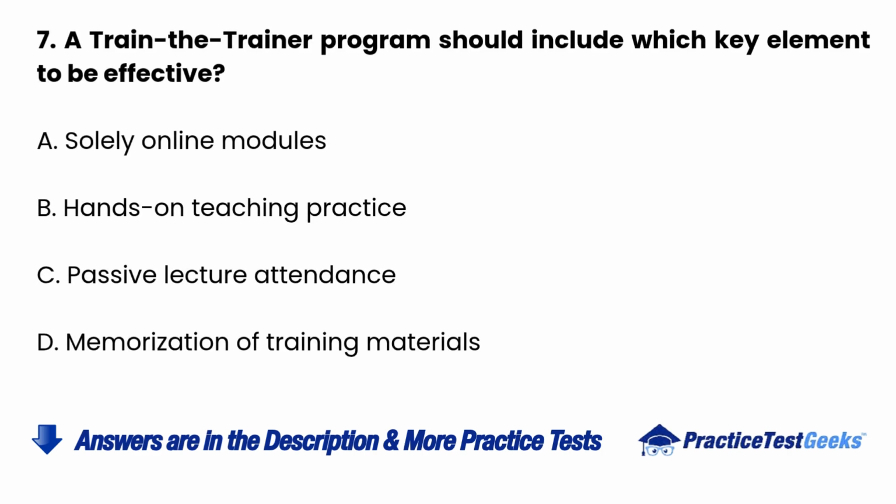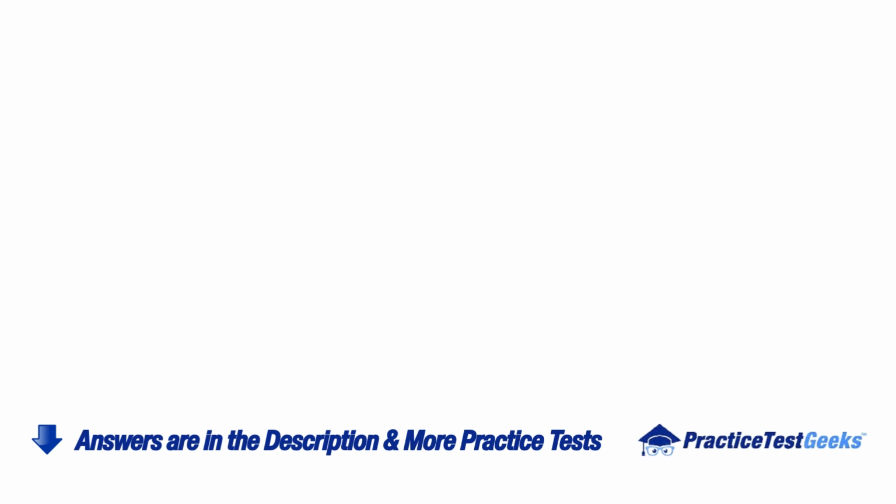7. A train-the-trainer program should include which key element to be effective? A. Solely online modules. B. Hands-on teaching practice. C. Passive lecture attendance. D. Memorization of training materials.